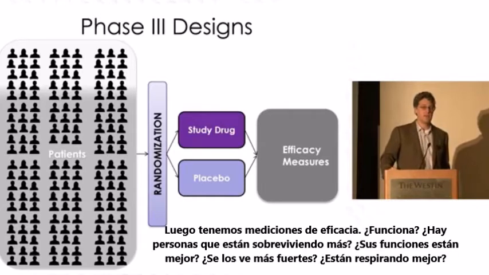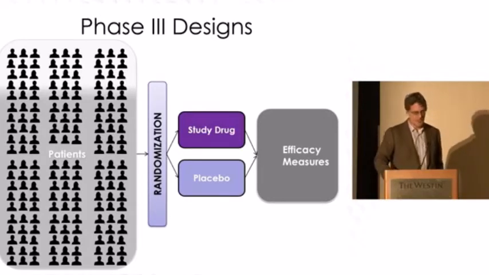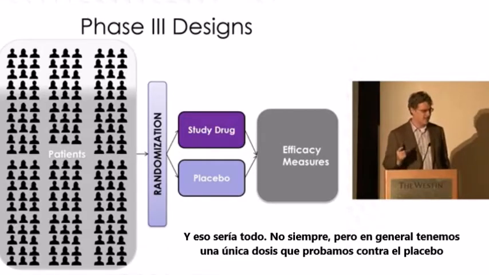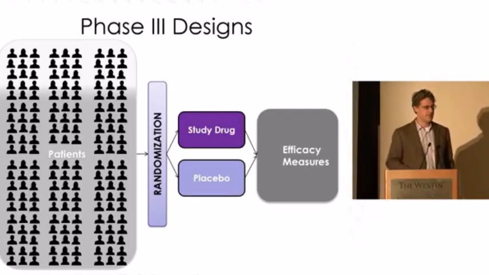And then we have an efficacy measure. Is it working? Are people surviving longer? Is their function better? Are they stronger? Are they breathing better? And that's the whole thing. We have one dose by then, generally, not every time. Generally, we have one dose. We test against placebo.